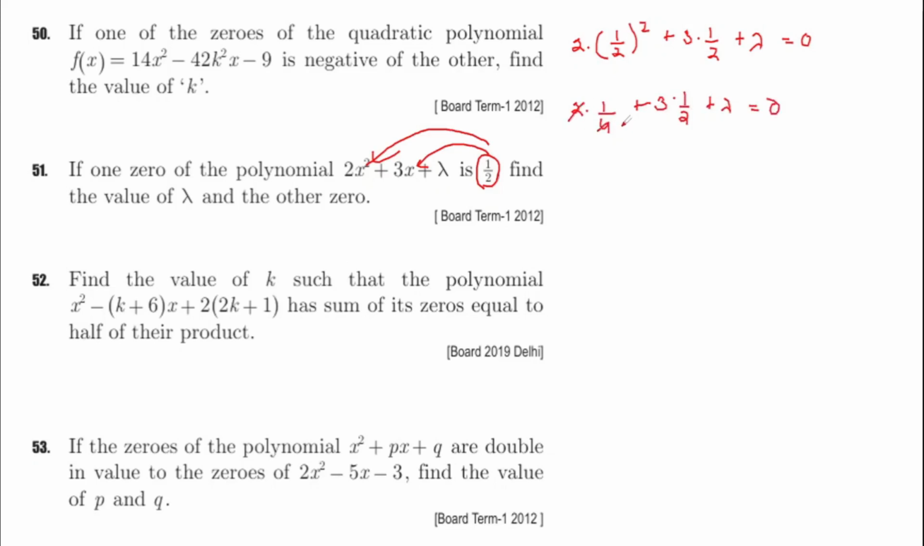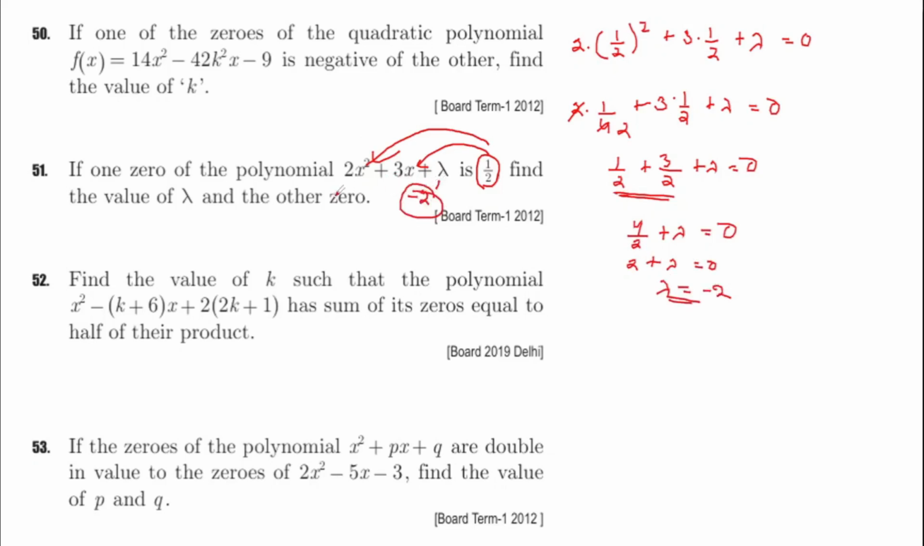Now 2 and 4 will get cancelled. This will give you 1 by 2. Okay, this will give you 3 by 2 and plus lambda is equal to 0. Now this will give you 4 by 2, which ultimately gets cancelled and gives you 2 plus lambda is equal to 0. So lambda is equal to minus 2. So in this question, lambda is minus 2.